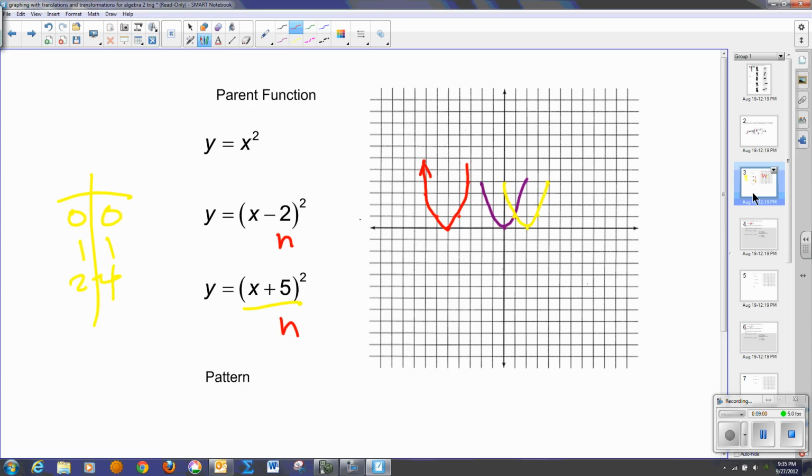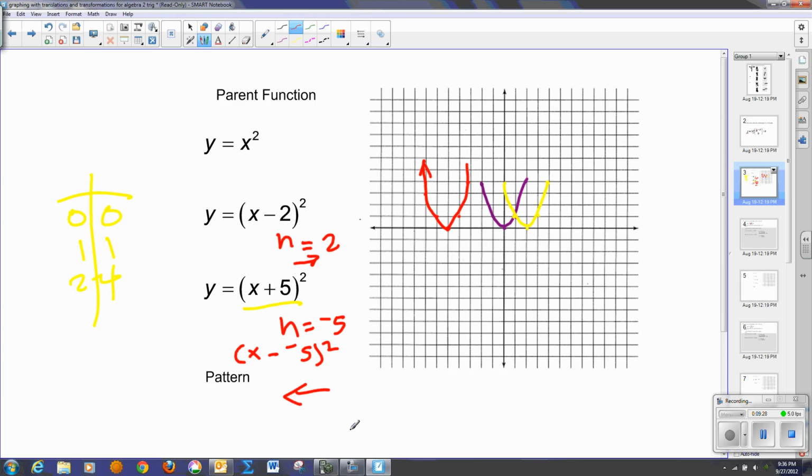Let's go back to our examples again. So in this case, h was after the subtraction sign, and it was 2. So it moved 2 to the right. In this case, it followed an addition sign. If I were to rewrite this, this would be x minus negative 5. So h in this case was equal to negative 5, and it moved everything back 5.